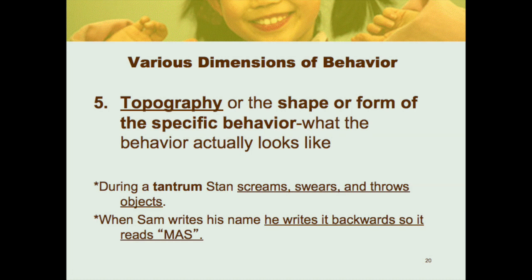A fifth dimension is the topography, or the shape or form which the specific behavior looks like. It's basically the physical form. So, during a tantrum, Stan screams, swears, and throws an object. That's the topography of a tantrum. When Sam writes his name, he writes it backwards so it reads MAS. So that's describing what it looks like.